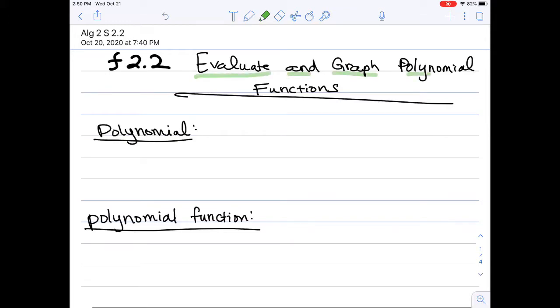We're going to evaluate and graph polynomial functions today. And a polynomial is a monomial or a sum of monomials. Now, we talked about monomials before, that they are a variable to a degree of a whole number, okay? And then we can add multiple monomials to make a polynomial.